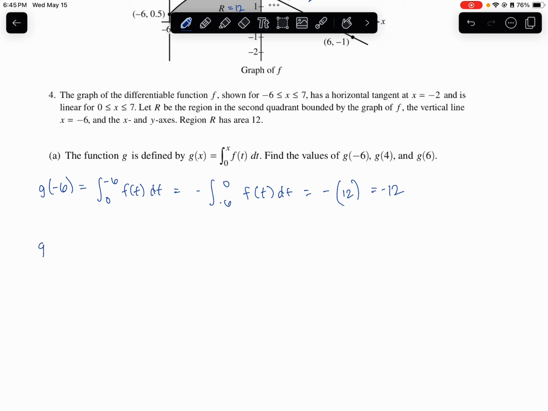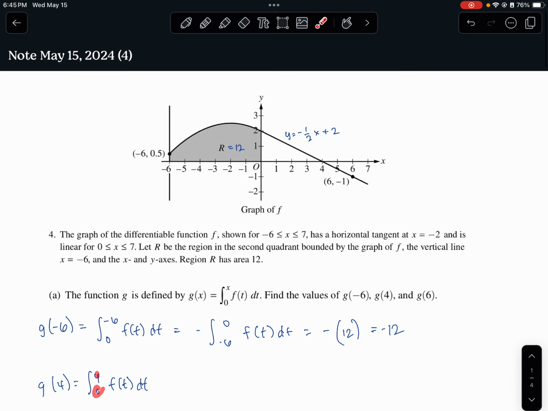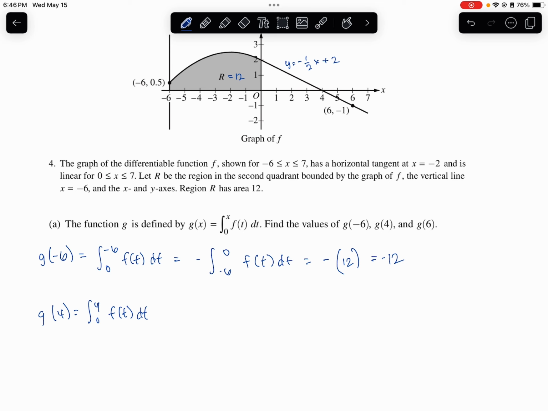Okay, and then we have g of 4. So g of 4 would be the integral from 0 to 4 of f of t dt. That's simply asking for the area from 0 to 4 underneath the curve. Since this is linear, it's just a triangle. Our base is 4, half of that is 2 times 2. So that would be equal to 4. That's just the area of a triangle.